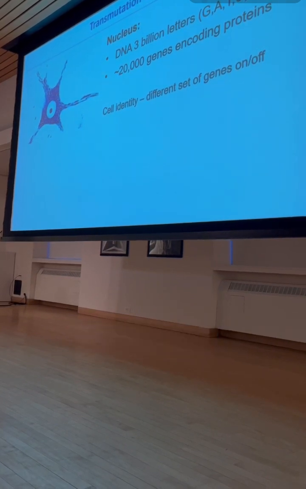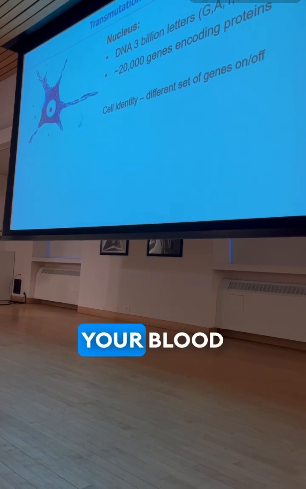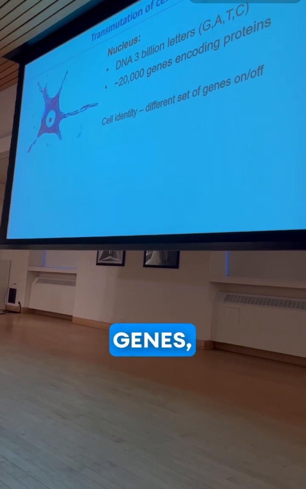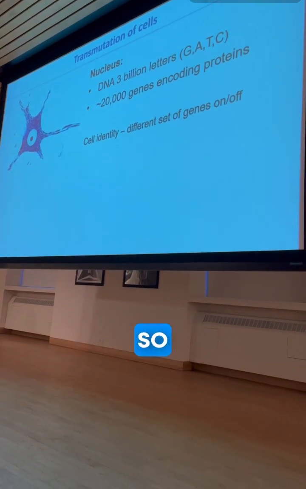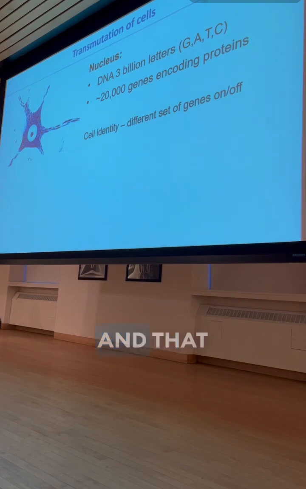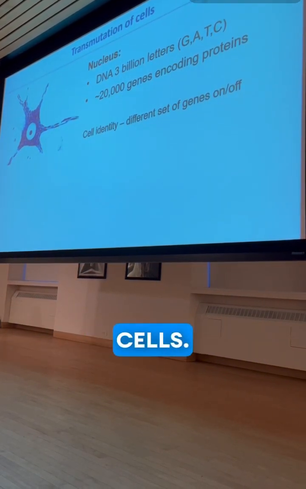I described before. And so what differentiates one cell type, a motor neuron, from your blood cells? Actually, it's not that each cell would have a different set of genes, but in each cell, a different set of genes is turned on and off. So basically, each cell selects only a subset of these genes to turn on, and that defines the function and identity of individual cells.